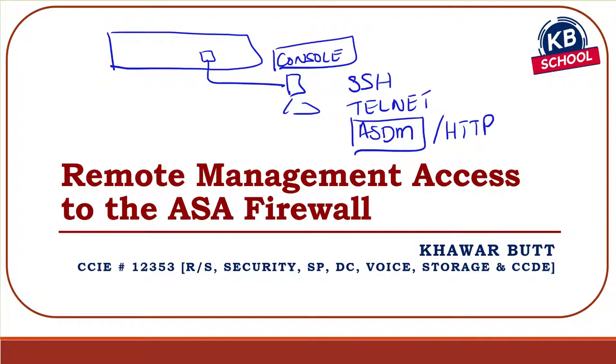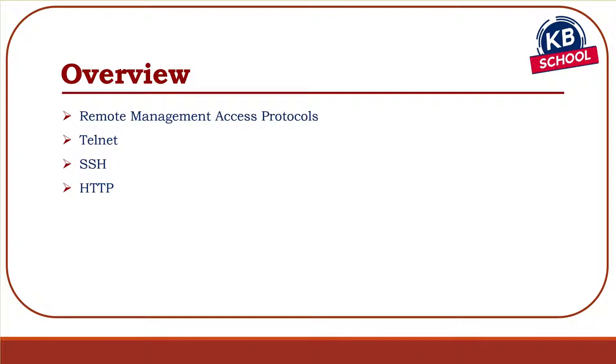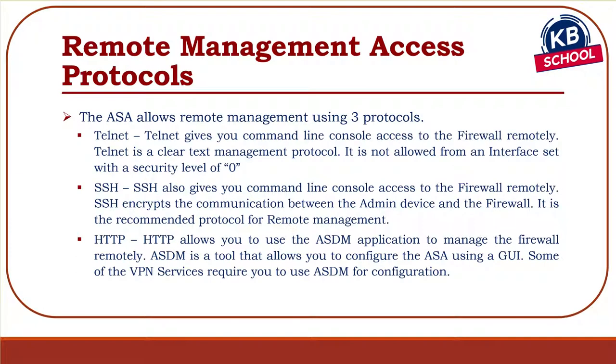But to get started, let's go ahead and take a look at what I need to do on the ASA firewall to allow this remote access through these different mediums of remote management. So in this particular video, as I said, remote management access protocols that you have, we'll take a look at Telnet, SSH, and HTTP. All the configurations that we have done so far have all been through the console port. So let's go ahead and jump into the different remote access protocols that you have available to configure so that you can manage the ASA firewall remotely.